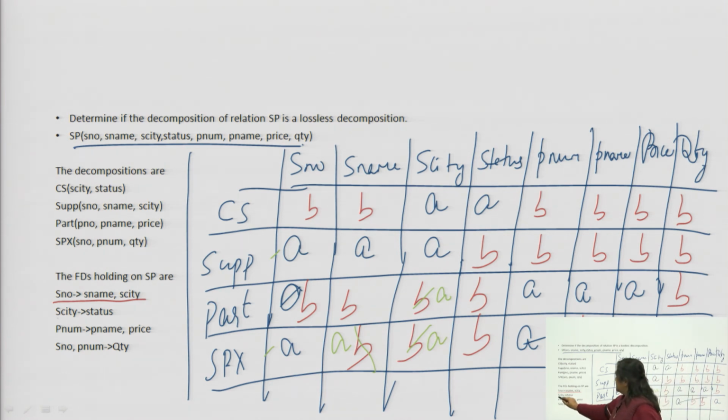Second functional dependency is S city to status. All 4 rows have the a value. So, what we can do is that for these 2 rows we can make this the a value, and for these 2 rows we can make this the a value, right. P num to P name and price, P num a values, P name, this becomes a value, this becomes a value. Now, at this point we see that our last row has all a values, and hence this is a lossless decomposition.